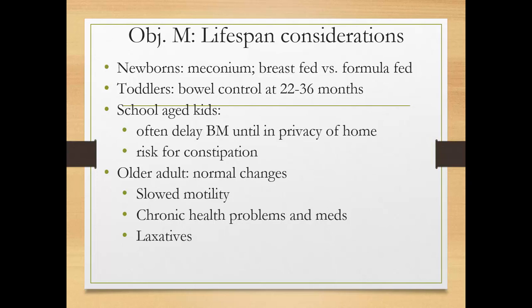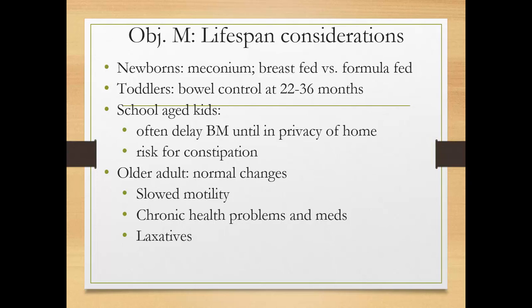Babies who are breastfed generally have more frequent and thinner stools than babies who are formula fed, and 5 to 6 stools per day is pretty normal. Toddlers work on toilet training and are usually able to hold their stools by about 22 to 36 months. It's common for toddlers to have 1 or more bowel movements per day.